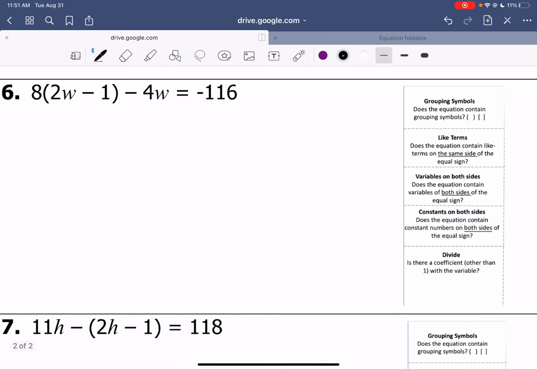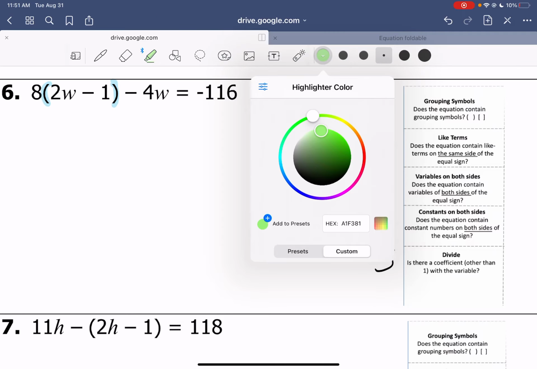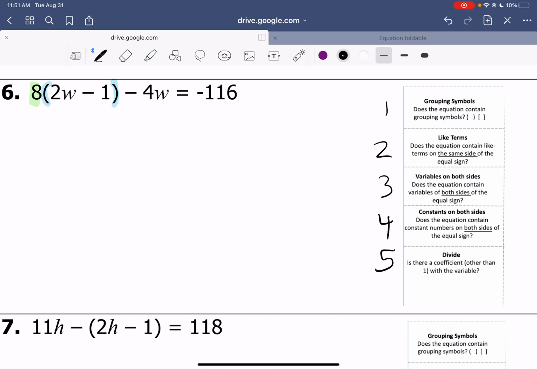All right, number 6. So here's our 1, 2, 3, 4, 5 possible steps, and sometimes we skip some. So our first question being about grouping symbols, so that's these parentheses right here, and we're going to be distributing this 8 into my parentheses. So we have 8 times 2w and 8 times negative 1. So when we distribute there, we're going to have 16w minus 8, and then I'm going to carry these guys down, minus 4w, and then equals negative 116.